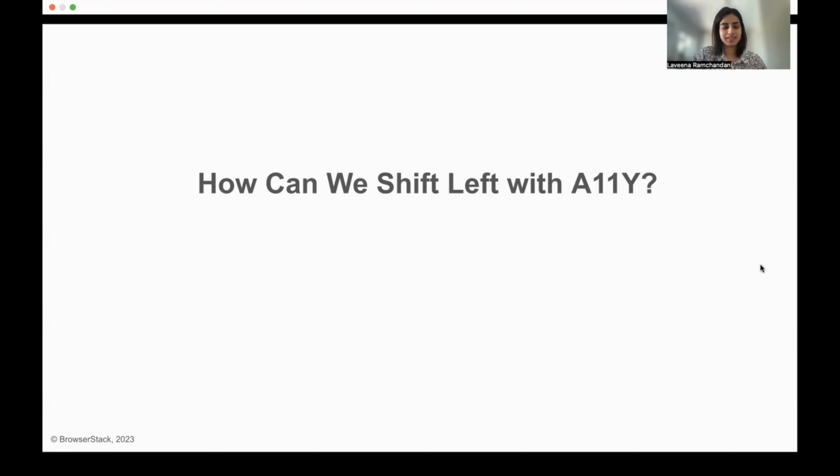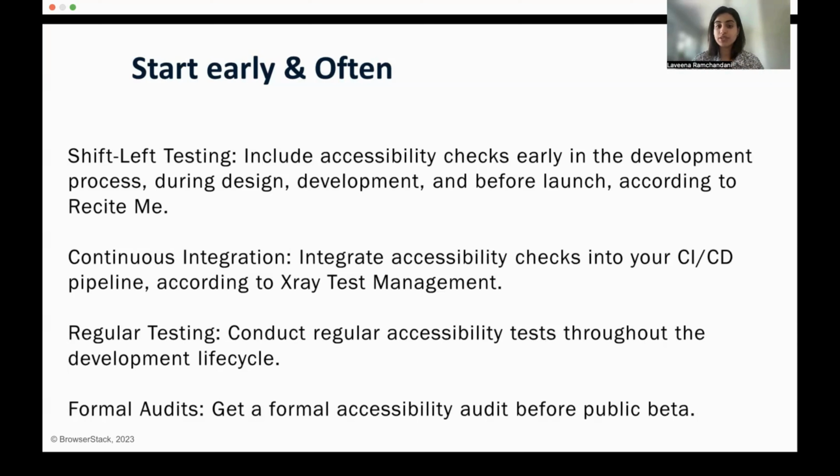Shift left testing would include accessibility checks early in the development process, during design, development, and before launch, according to a tool I saw on Recite Me. Continuous integration also involves integrating accessibility checks into your CI/CD pipelines, according to Xray test management as well, because it's being trialed and tested. Regular testing can be done early as well, so conduct regular accessibility tests throughout the development life cycle. And of course, get a formal accessibility audit before the public beta version.